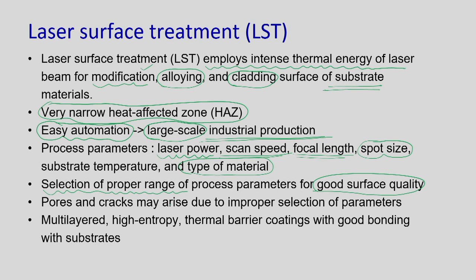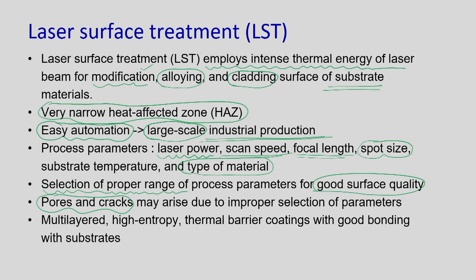And if you don't select the process parameters properly, certainly there would be chances of having pores and cracks during the laser processing of the material because we are melting the surface, we are adding the powder and we are allowing it to cool down. So, there would be chances of having pores, and when the laser processed material is getting cooled down rapidly, there may be chances of having cracks due to thermal residual stresses. The laser surface treatment is widely used to have multi-layered components, to process high entropy alloys, to have thermal barrier coatings with good bonding characteristics with the substrate.